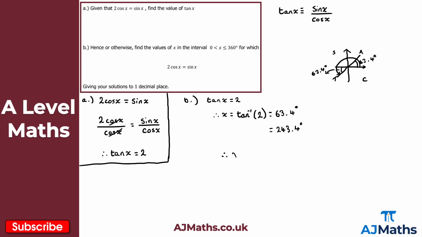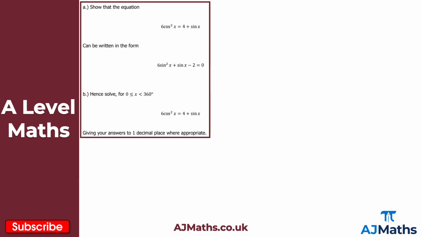So therefore x is equal to 63.4 and 243.4 degrees there. Okay, that gives our solutions to one decimal place, and that gives us the solution there to question 3. And finally then, if we take a look now at the very last question here, question 4, where again we have two parts to this question. So let's begin with part A.